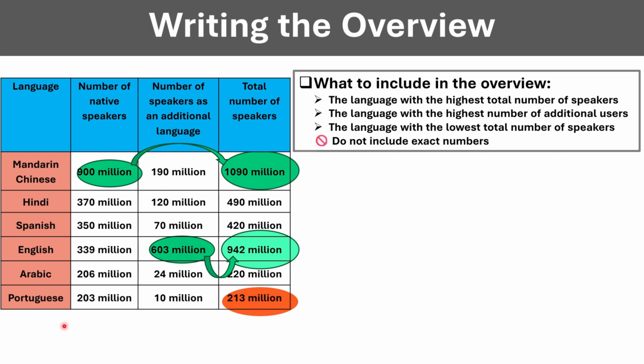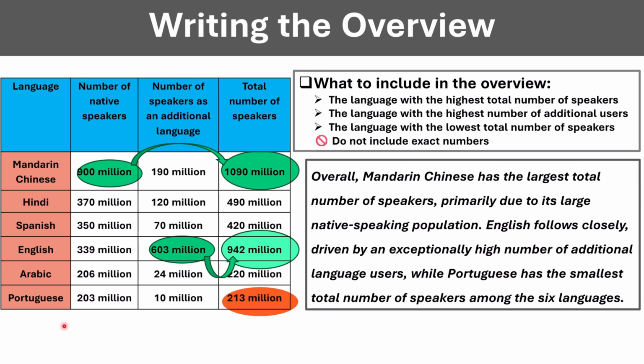Now, based on these observations, here is how we can write the overview. Overall, Mandarin Chinese has the largest total number of speakers, primarily due to its large native-speaking population. English follows closely, driven by an exceptionally high number of additional language users, while Portuguese has the smallest total number of speakers among the 6 languages. This kind of overview is clear, focused on major trends, and meets IELTS criteria. In the next step, we'll start organizing the details and writing the body paragraphs.